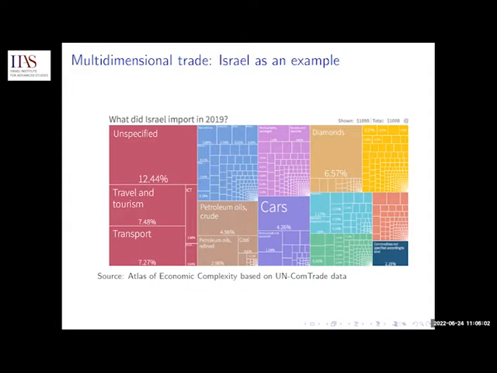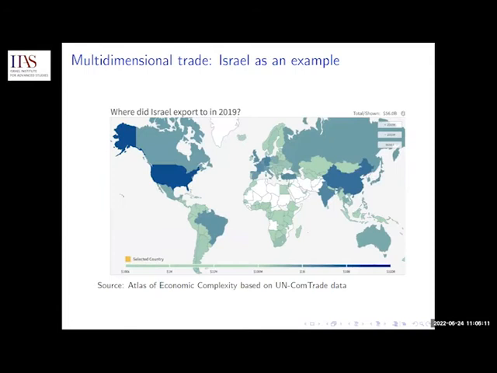So importing, say, raw diamonds and then exporting cut diamonds. Okay, so this is one dimension that you can look at. Then you can think of the spatial dimension. Where is Israel exporting to? You get some map like this that are very typical of many countries in the world.